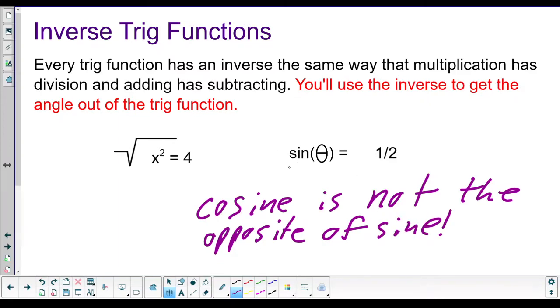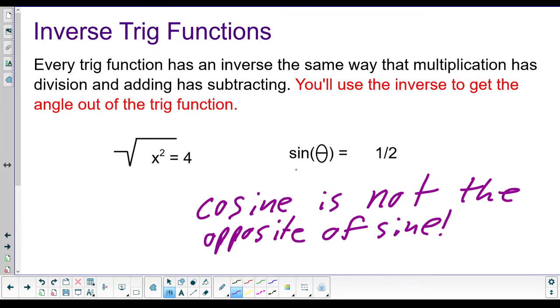When people see sine, they go, oh, the inverse is cosine. No, those are just two different types of multiplying. This is multiplying with opposite and hypotenuse. This is multiplying with adjacent and hypotenuse. They're both doing the same thing though. You give them an angle, they give you a side ratio.